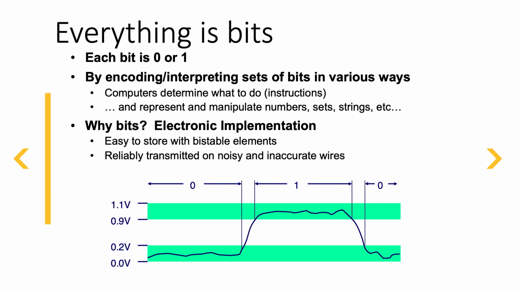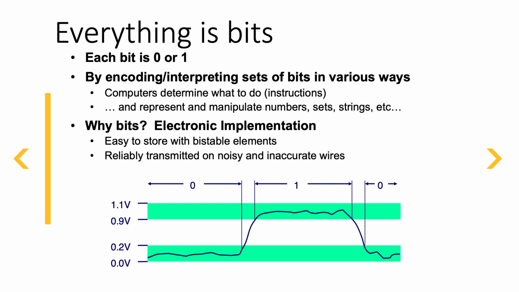So we've all heard that in a computer system, everything is ones and zeros, right? Everything is bits. And each bit is either a 0 or a 1. A bit is a single binary digit, so we're talking about a base 2 numbering system, and all we have are 0 and 1 to work with. And we can encode or interpret sets of bits in various ways.